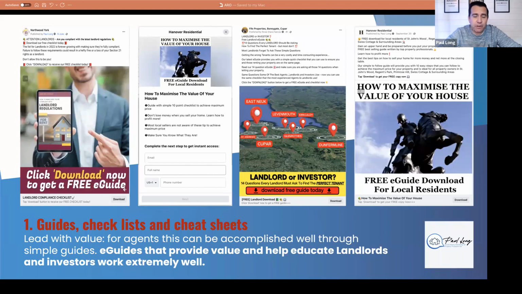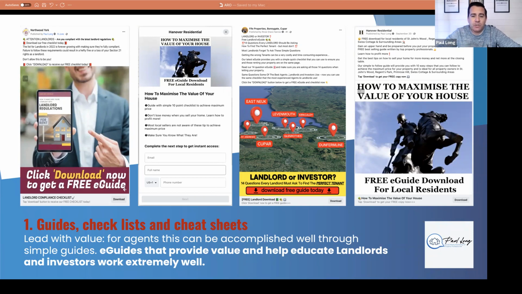People click through them very quickly. They don't have to leave Facebook and enter fake details when they come out of Facebook. And you're able to gather people's details in exchange for your guide. So again, no need for a landing page here, all within Facebook. And these work extremely well.